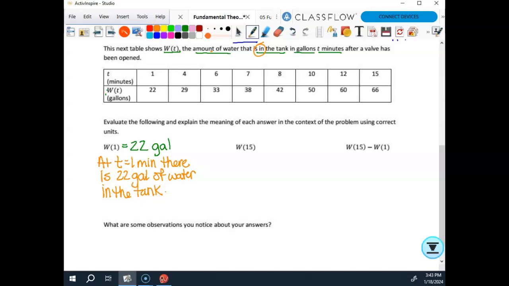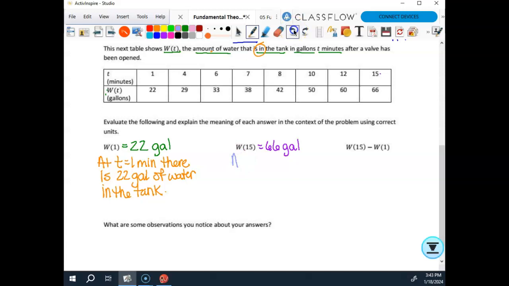All right. W of 15. Well, W of 15 is right here. So that is equal to 66 gallons. And then in the context of the problem, that is the amount that is in the tank at that time.